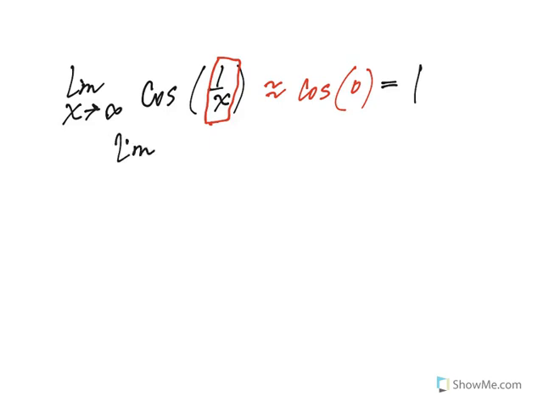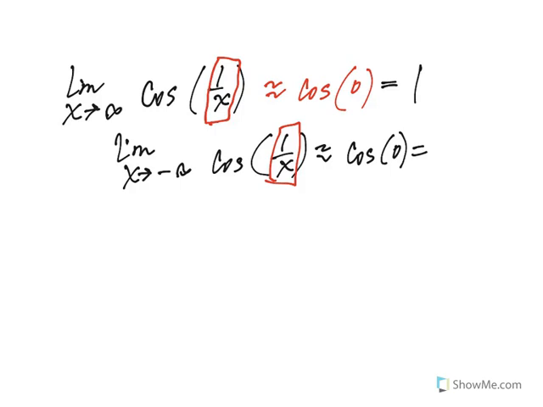Ditto if I go the other way. If I take the limit as x goes to negative infinity, I think you would agree that this is 1 over negative 1 trillion, still driving that inner function, this portion right here, to 0. This is the cosine then of 0. Still turns out to be 1.